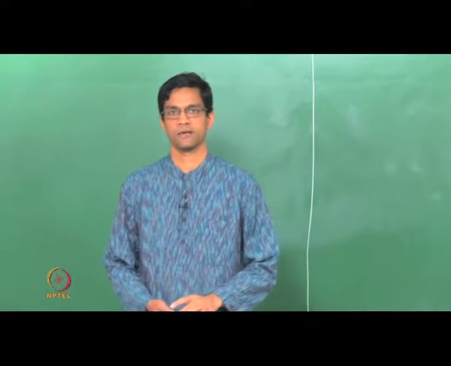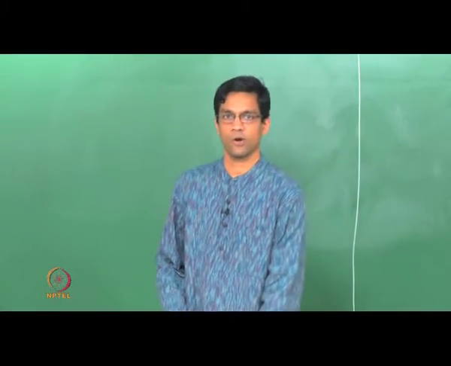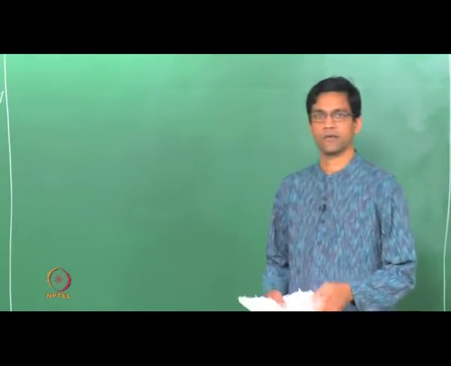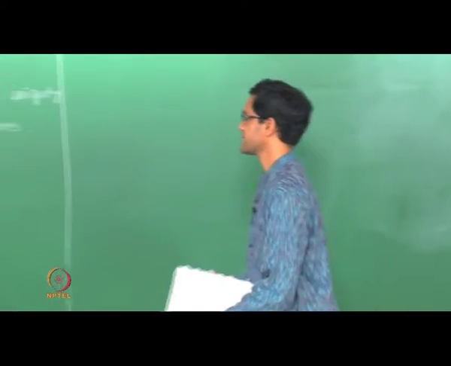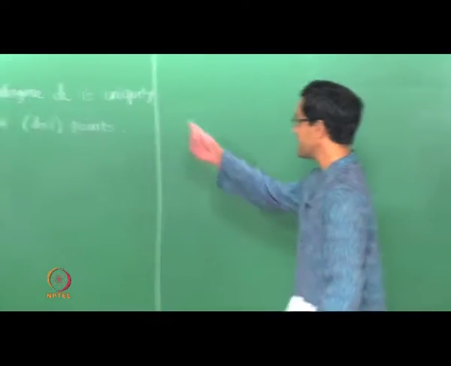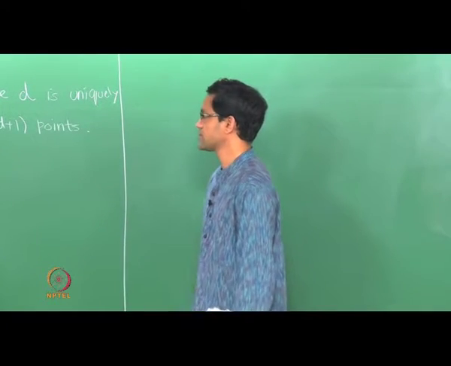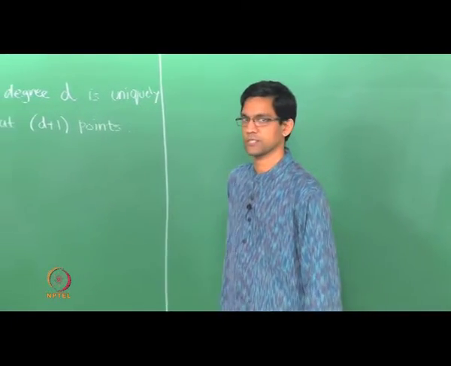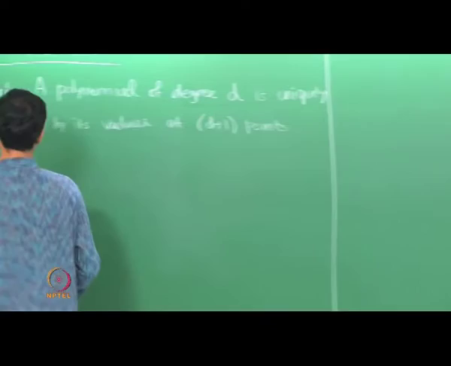Hello and welcome back. Last time we were talking about polynomials, and we finished with this principle. It says that a polynomial of degree d is uniquely determined by its values at d plus 1 points. So, what exactly does this mean?